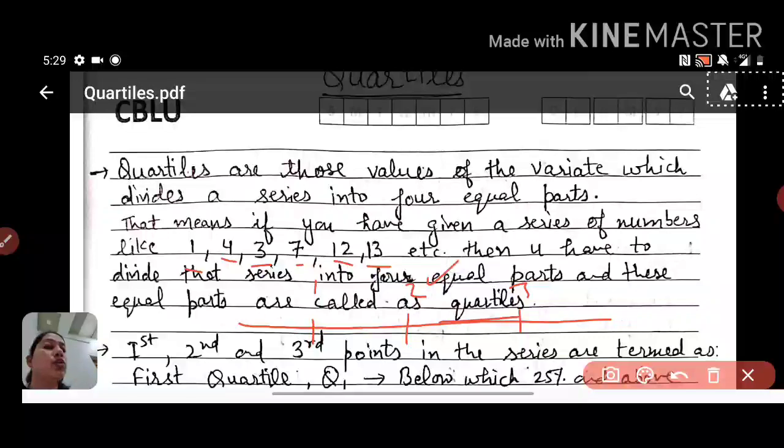Similarly, point 2 is at the position below which as well as above which 50% of the values lie, and the position of the third quartile is such that below it 75% of the values lie and above it 25% of the values lie. In this way, the position of the quartiles comes in the data.